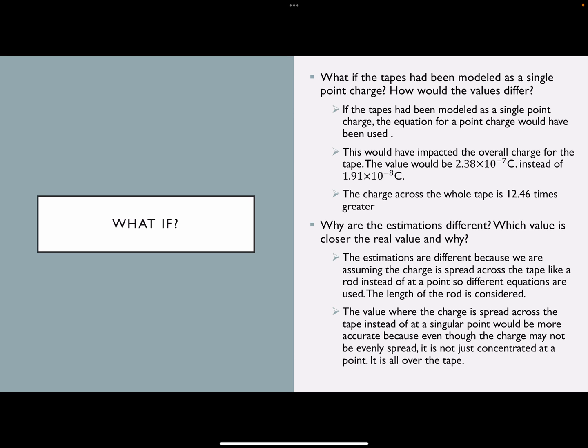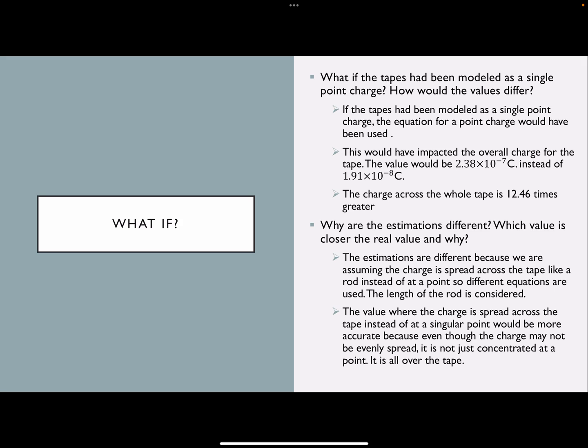What if the tapes had been modeled as a single point charge? How would the values differ? The equation for a point charge would have been used, which was shown earlier, and this would have impacted the overall charge of the tape. The value would be 2.38 times 10 to the negative 7th coulombs instead of the value we found, and the charge across the whole tape would be 12.46 times greater in that case.